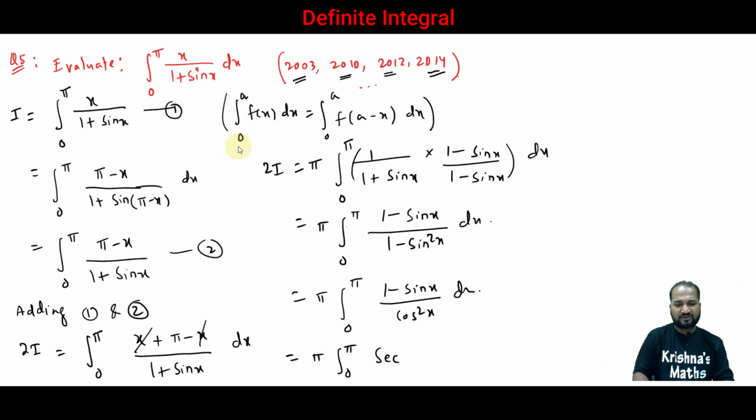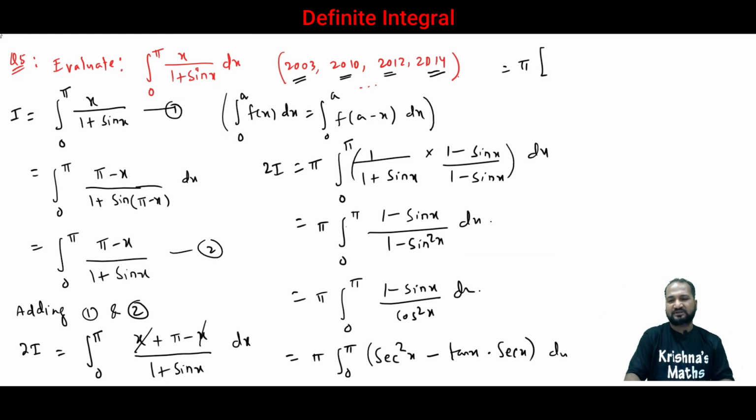So this is equal to pi into integration 0 to pi. 1 by cos square x will be sec square x, sin x upon cos x will be tan x, and 1 by cos x will be sec x. Correct? Now integrate. No need to integrate separately, we'll write the answer now. Integration of sec square x is tan x. Integration of sec x tan x is sec x. And the limit is from 0 to pi.